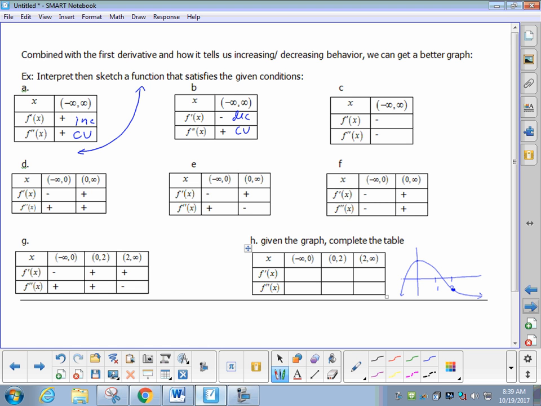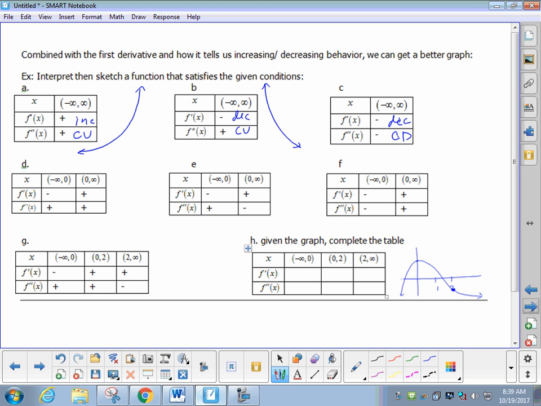So, did you get decreasing concave up? Does your graph look something like this? Yes, okay. Try the last one, C, and then we'll go on to two regions of behavior. Okay, so what's the behavior for C on all reals? Decreasing concave down, all right?